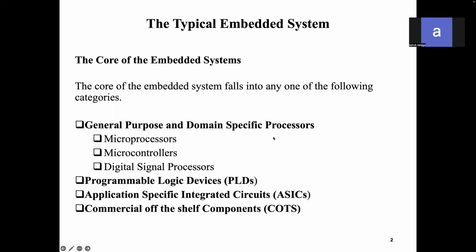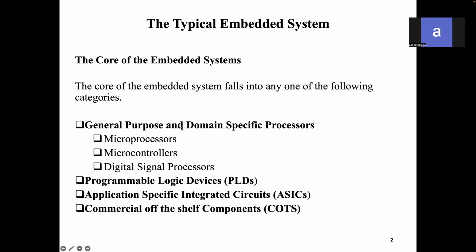It can fall into any one of these four categories. First one is the general purpose and domain specific processor. Second one, PLDs, programmable logic devices. Third one, application specific integrated circuits. And fourth one, COTS, commercial off the shelf components.